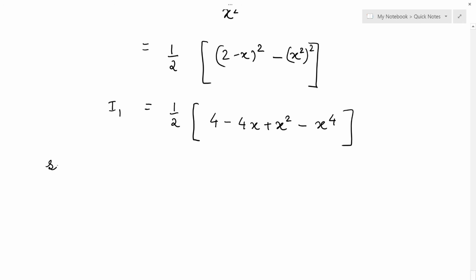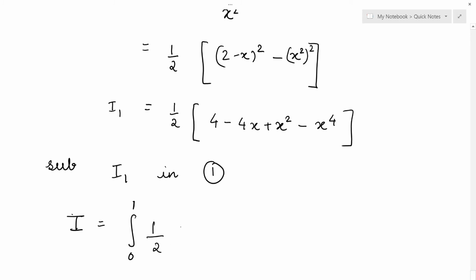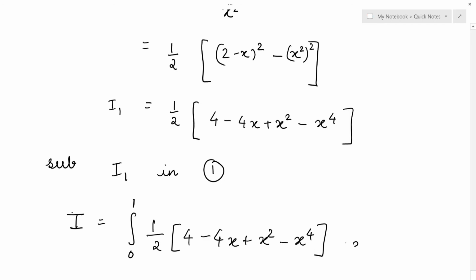Now you will substitute this answer of I1 in your first equation as we did for the earlier sum. So the answer for I that you will get is, the outer limits are 0 to 1 and this whole integration answer as it is. Let us substitute this whole integration answer as it is. So you will get dx.